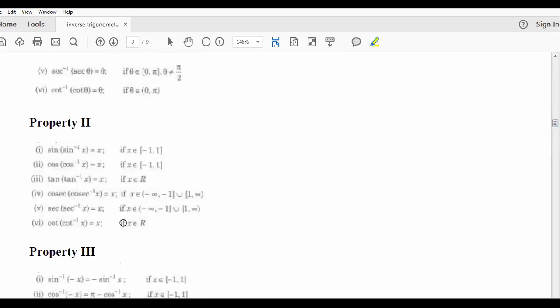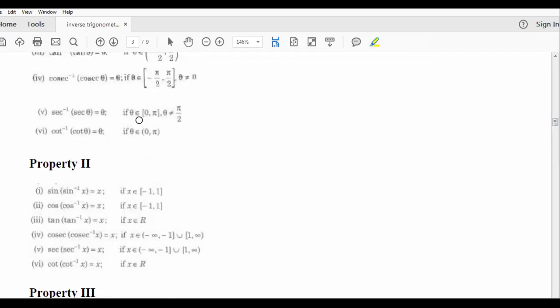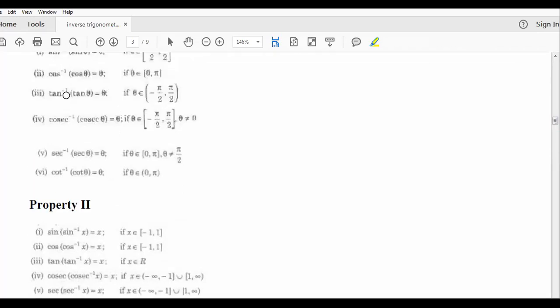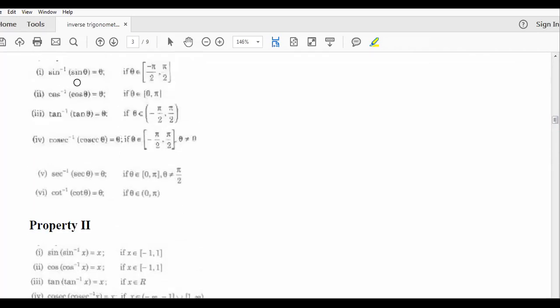The second property is similar. In case of theta, we write here x. Okay, we can write it as x. Only difference is we're taking the sine. These are the values of theta here. Okay, we take the inverse of the angle, trigonometric function to inverse trigonometric function.